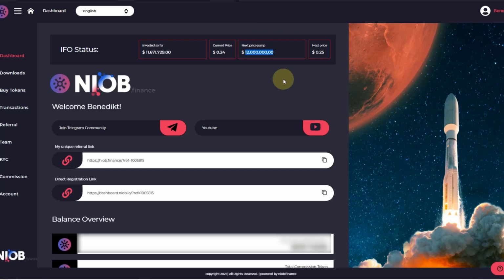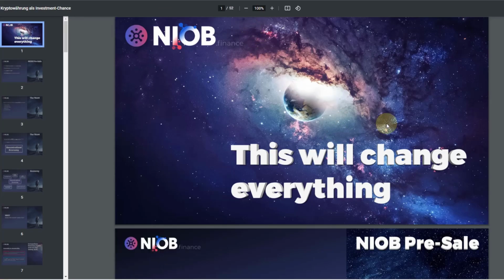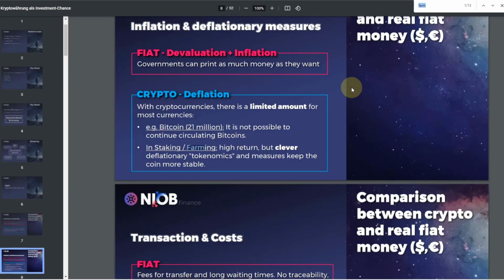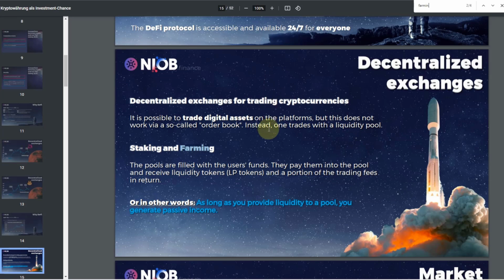Now, what do they actually say about yield farming? So first of all, they've got the white paper, their presentation on here. And in that presentation, they actually mention the farming. So you can basically choose to stake and to farm. So high return, but clever deflationary tokenomics, but you can do farming. So where do we go? Where is more explained about that?